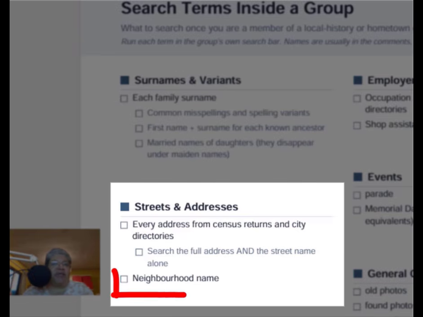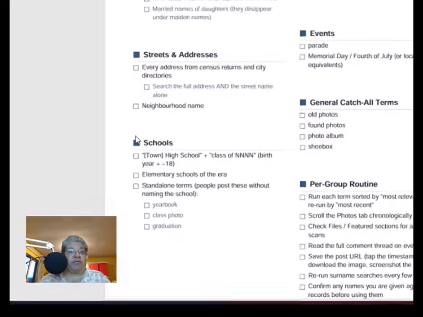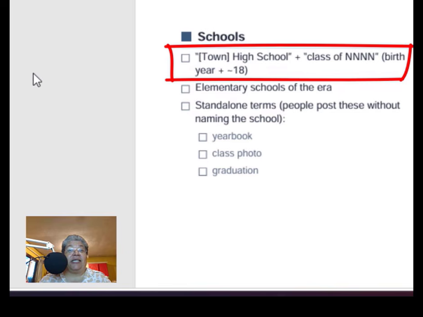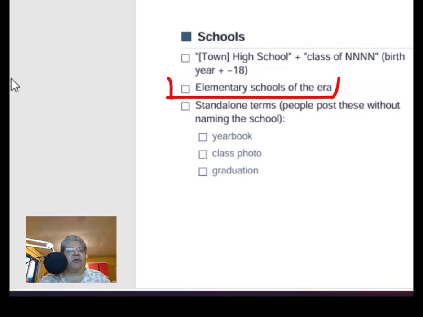And try to use the neighbourhood name if you know. Locals may use that instead of streets. For a specific person, target the high school with the likely graduating year. That's the birth year plus about 18. And try the local elementary schools. School photos are a rich source of named faces.